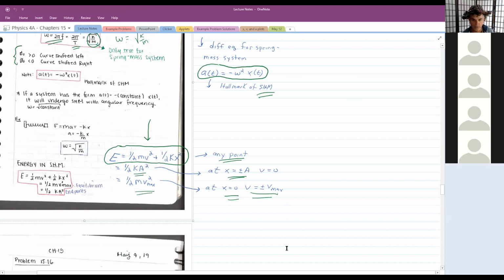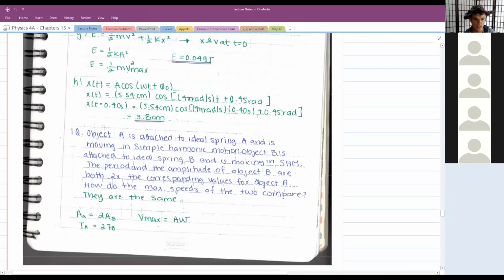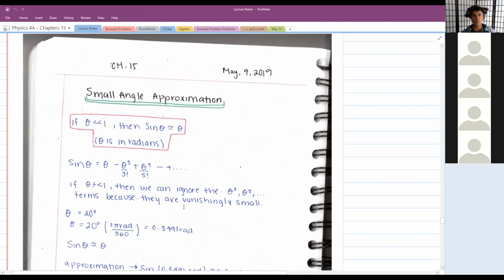Next thing I want to go through is something that you are definitely going to need in physics 4B. You're going to use it all the time. You may have had this before in math class.